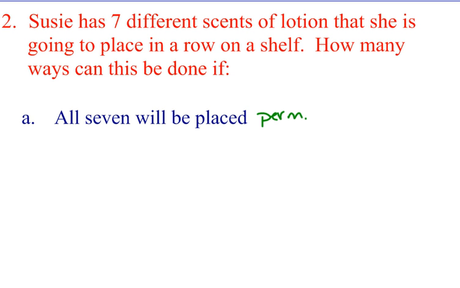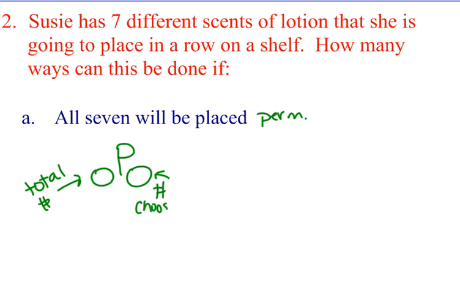And then it says all 7 will be placed. So here's what you're doing. When you do a permutation, you're going to use the P, and this number here is your total number, and the number here is how many you're choosing. So for this problem, I'm doing a permutation. I have 7 total lotions, and I'm placing all 7. So we're going to do 7 choose 7 as a permutation.